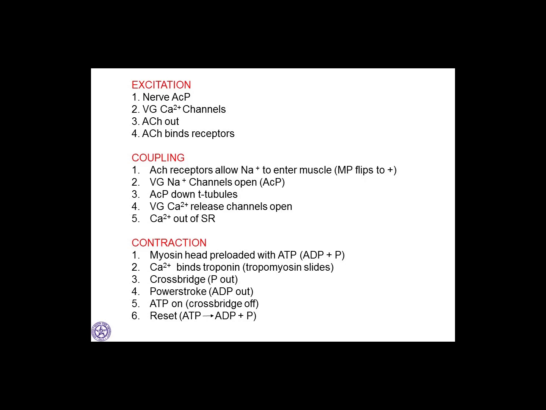So let's look at excitation. What do you think the AP, dealing with a nerve, what might that be? The action potential. This is the electrical signal. And do you remember the name of this nerve? What kind of nerve signals a muscle? Motor. It's a motor nerve.